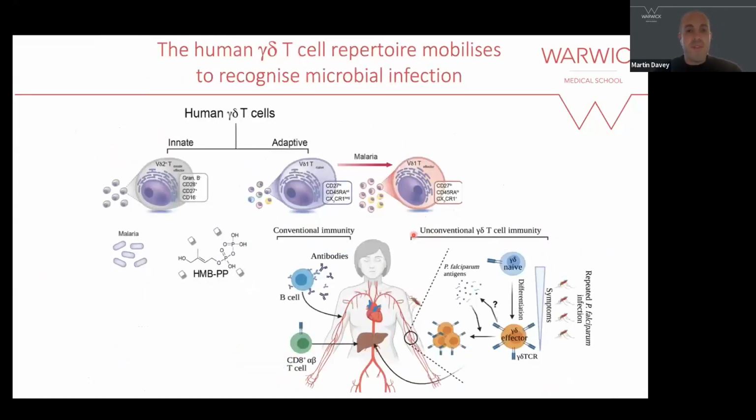And so that brings me to the end, and I'll just quickly summarize some of these things. It's certainly the case that V delta 2 innate-like T cells are responding rapidly to malaria infection, and this is possibly driven by the quantities of HMBPP that blood stage malaria are secreting into the bloodstream.